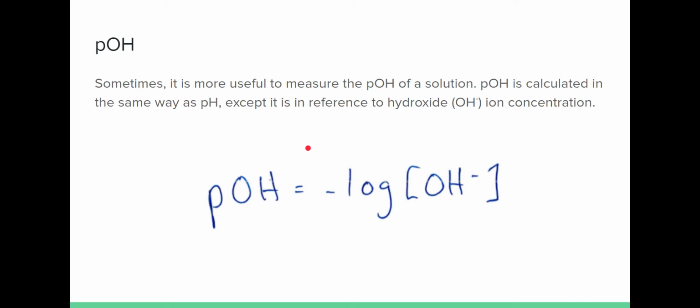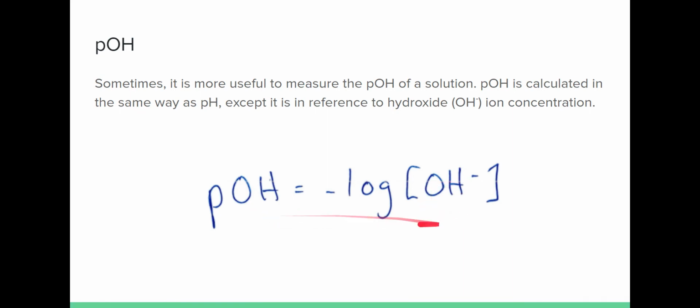In our previous lesson, we talked about how pH is used as a measure of the relative concentration of hydronium. Well, there's another scale that we can also use, which is similar to pH, called pOH, or parts hydroxide. Sometimes it's more useful to use pOH versus pH because pOH measures the concentration of hydroxide specifically.